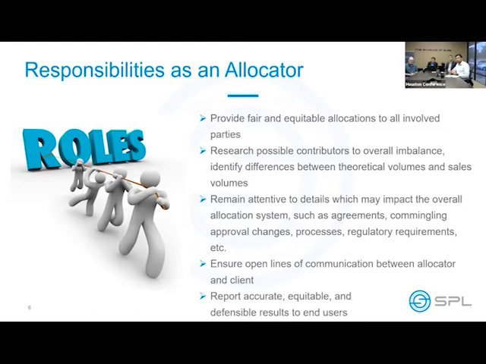We have to ensure that we keep communications between everybody. Open communication is the key to everything, because as your system changes, as allocation rules change, we have to keep that line of communication going to make sure that whoever's doing the allocation understands the requirements of the producers, of the mineral interest owners, of the regulators, all of that. And then, of course, in the end, as an allocator, it's your job to report accurate, equitable, and defensible results to all users.